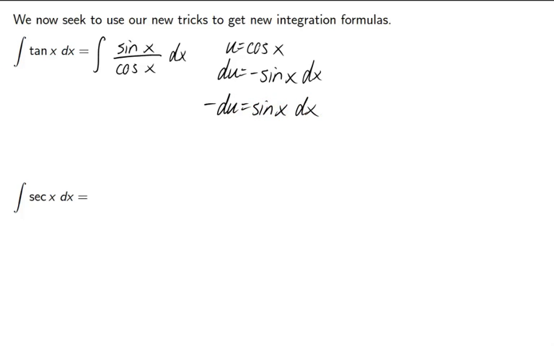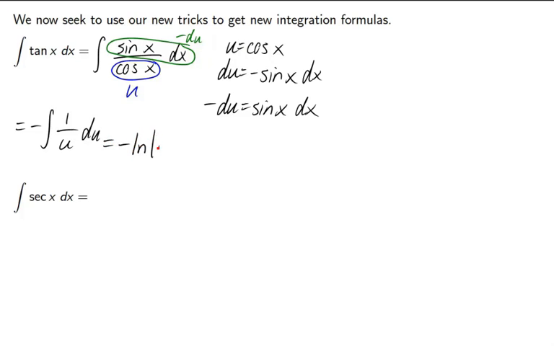And now we're able to give ourselves a rule. Cosine x is my u. Sine x dx is my negative du. And so let's use the substitution. I'll bring the negative in front. We're left with 1 over u du. So as we've gotten accustomed to, we get the negative natural log absolute value of u plus c. And so just put cosine back in. We get negative natural log cosine x plus c.